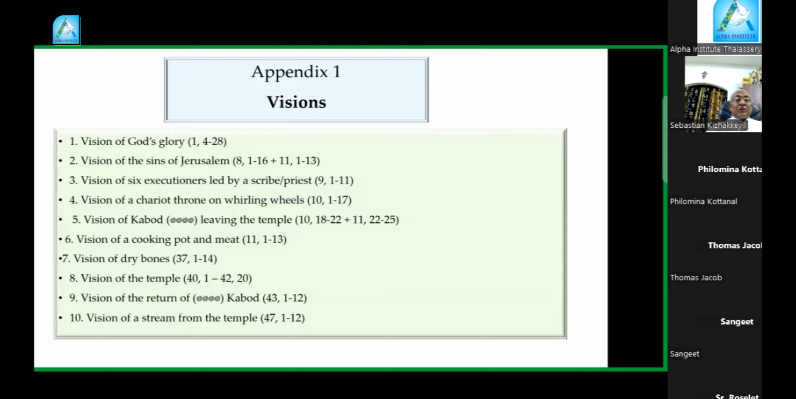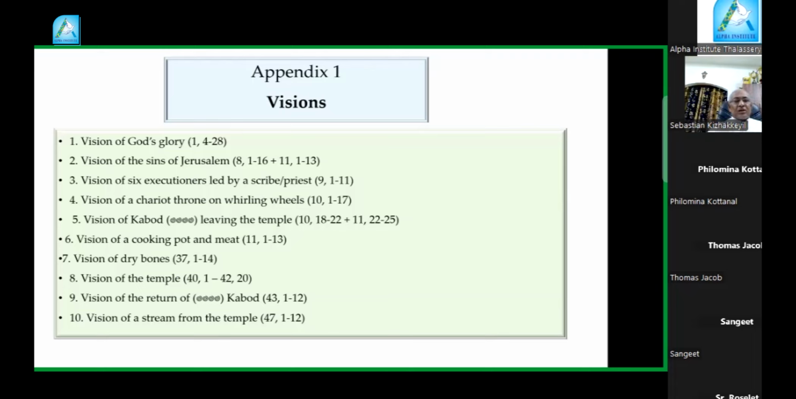Vision of the temple, chapter 40, 1 to 42, 20. This is a vision of the temple. We have two ideas of the temple. In 1 Kings chapter 6, we have a description of the temple, how Solomon built the temple. There we have details of a temple. Here, in Ezekiel's vision of the temple, he was translocated to Jerusalem and he's explaining the temple which he saw in vision.